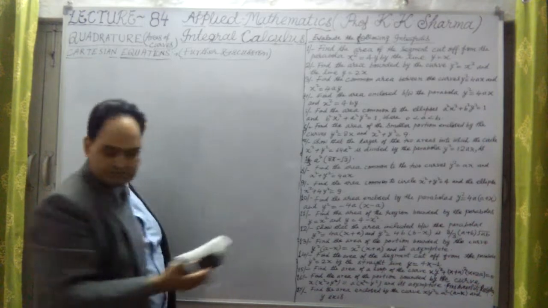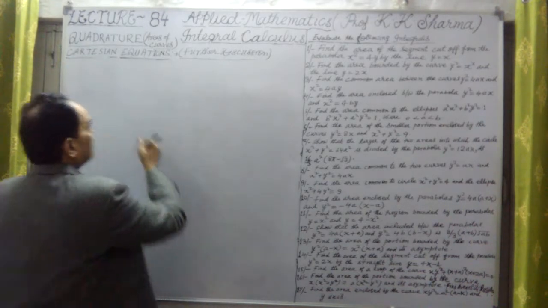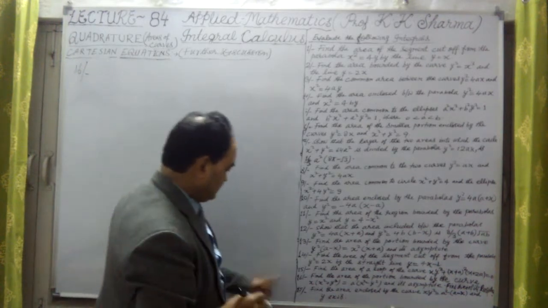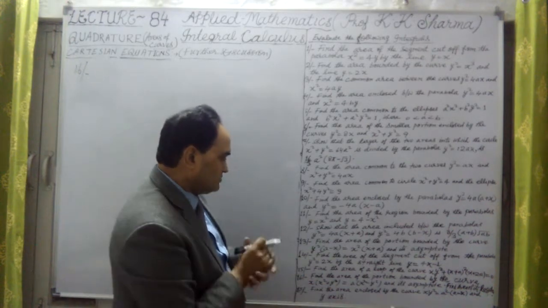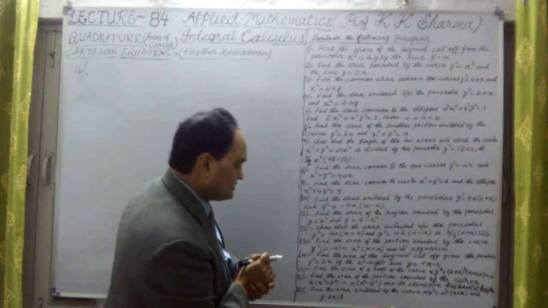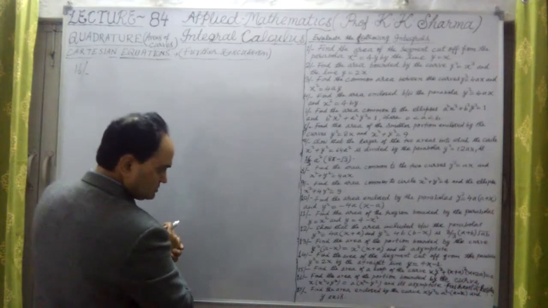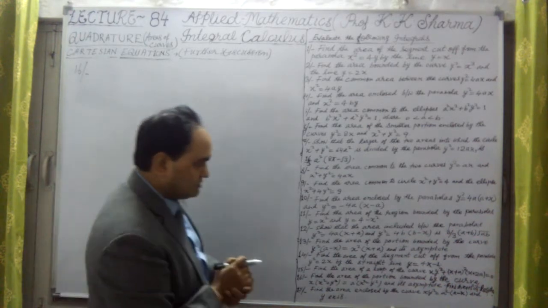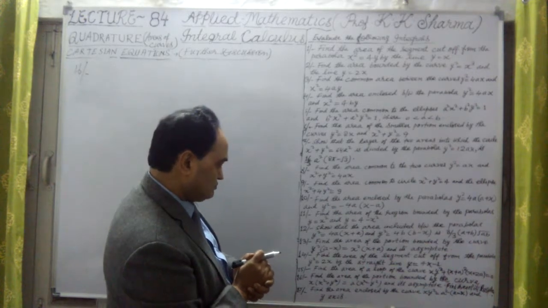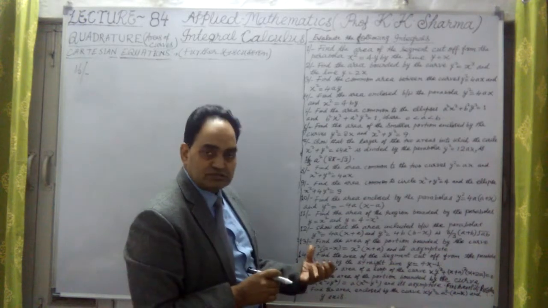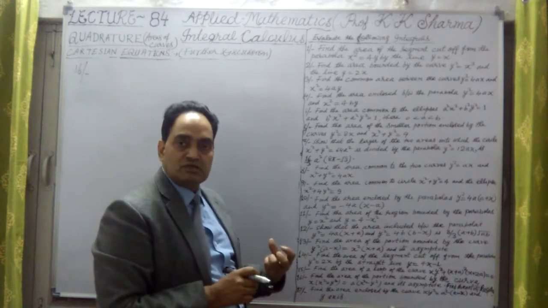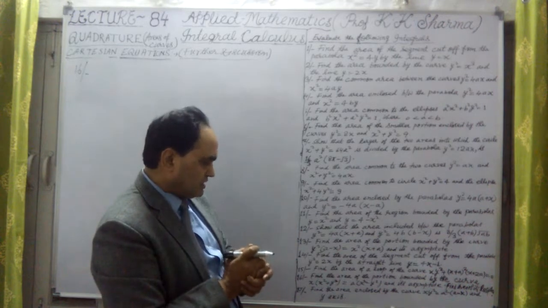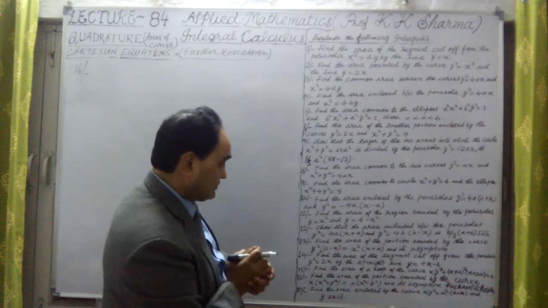Let me check it. Question number 16 now. Okay, this is question 16. It says, find the area of the portion bounded by the curve and its asymptote. Also find the area of its loop. So there are two parts here. First is the area between the curve and its asymptote. Secondly, find the area of its loop also.